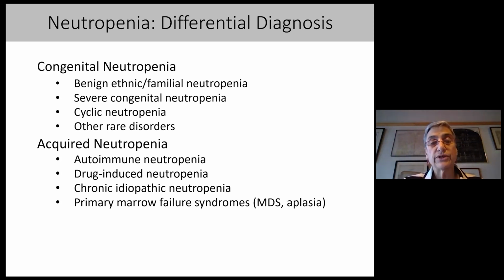Cyclic neutropenia, which, as we mentioned, is related to the same mutation that causes the most common form of severe congenital neutropenia. And other rare disorders, primarily immune deficiency disorders in childhood, can be associated with neutropenia. And then acquired neutropenias include autoimmune neutropenia, drug-induced neutropenia, chronic idiopathic neutropenia, and then finally at the bottom, primary marrow syndromes, where usually neutropenia is not isolated, but it can be a marker for myelodysplastic syndrome or aplastic anemia.